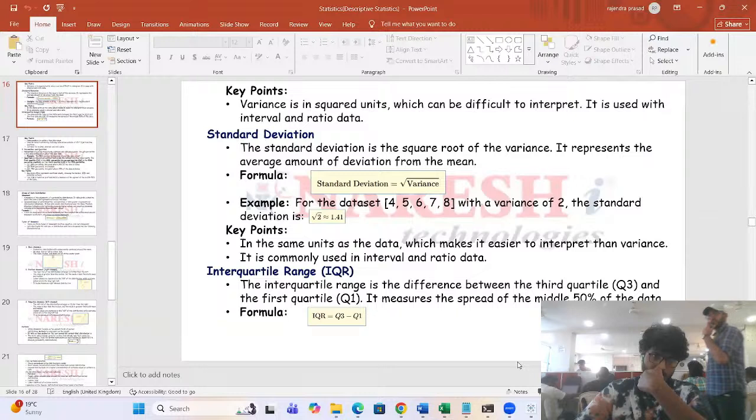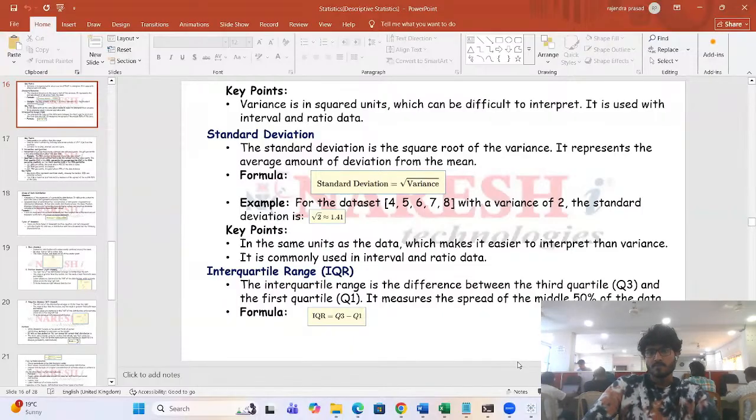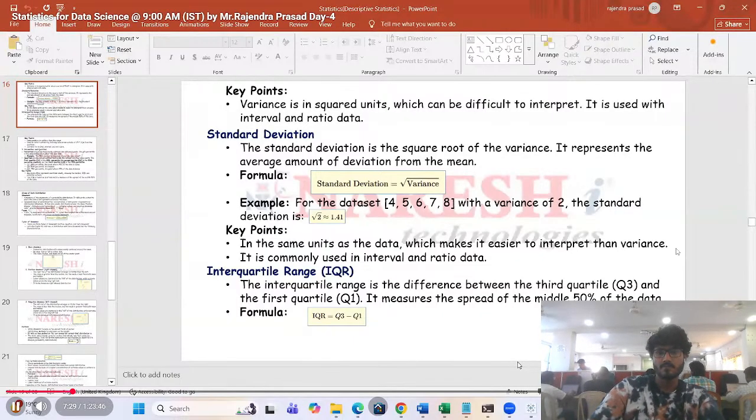For everything we use this only. How? If I wanted to see the 25th percentile, that is nothing but Q1. How I did: df of column dot quantile, and in that I gave 0.25. 25th percentile, that is nothing but Q1.